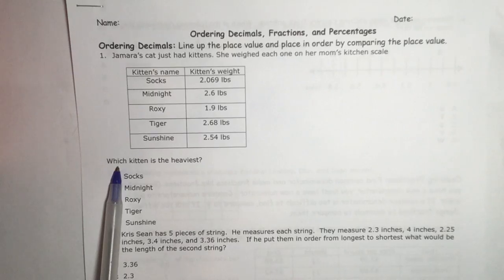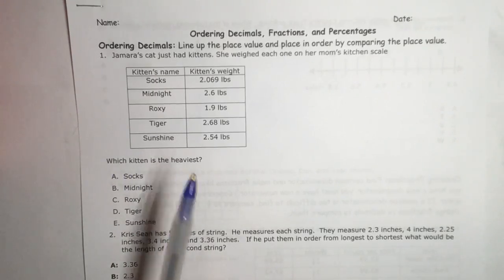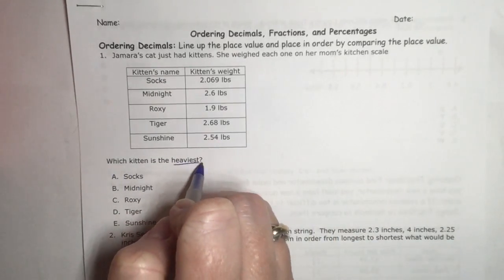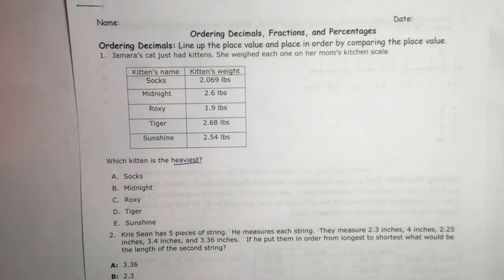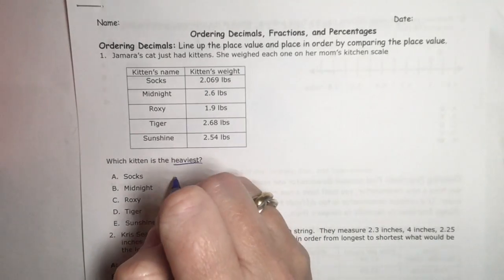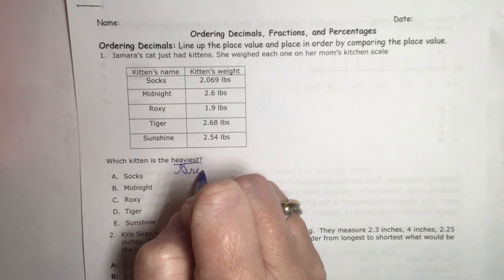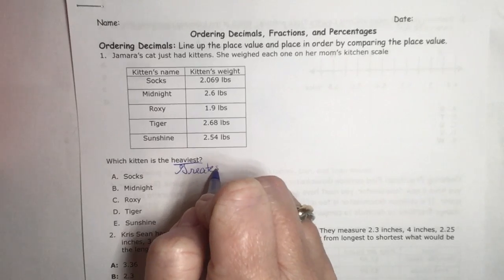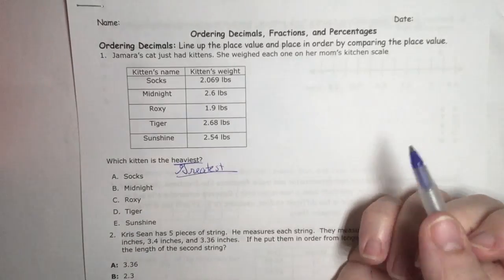Then the question says, which kitten is the heaviest? So I think, okay, the heaviest, is that the lightest kitten? No, the heaviest kitten. So is that the least or the greatest? Is heaviest the least or the greatest? Yeah, it's the greatest. So I'm looking for the greatest weight or the biggest weight.